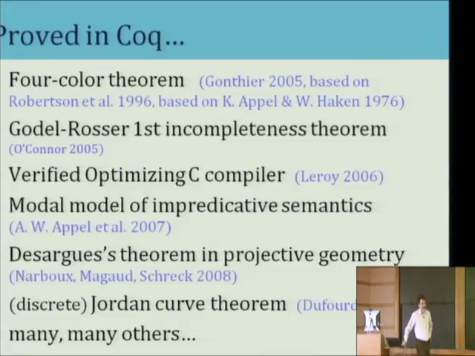I was meaning to ask about the second example, Rosser. Did Coq do arithmetization of syntax? Because if you do arithmetization of syntax, then the length of the sentence is too long for even Coq to handle. So what was done there?